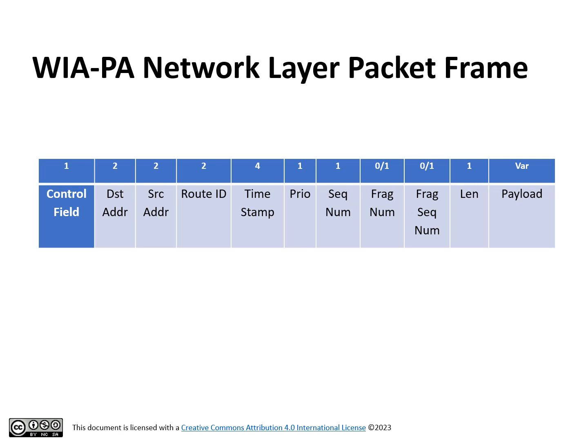The WIA PA standard allows either a mesh or star network topology. Before joining the network, a device has a 64-bit physical address. After joining the network, it assumes a 2-byte address representing a 2-part addressing scheme, an 8-bit cluster address, and an 8-bit intra-cluster address. A typical network layer packet frame is depicted in the figure.